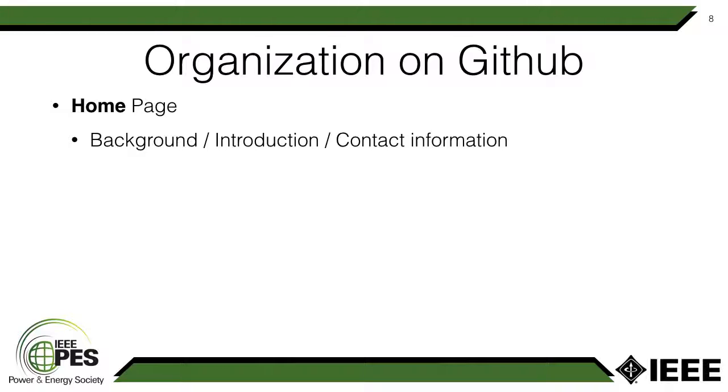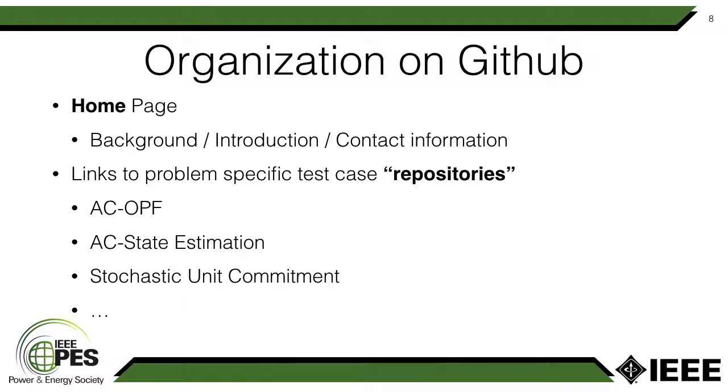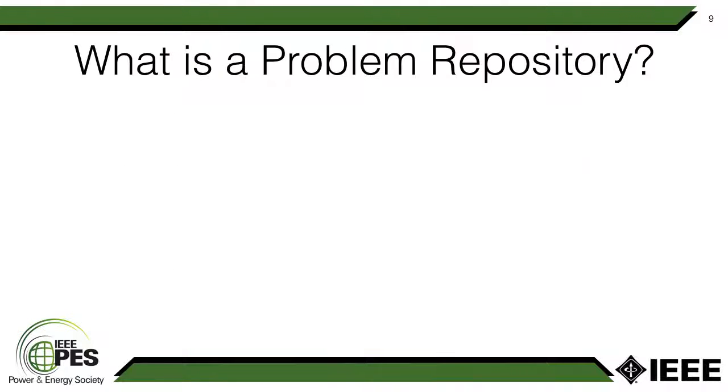We'll start with a homepage, which is very similar to many other homepages that covers the background, the introduction, and the contact information for this particular effort, but quickly the homepage will start linking to problem-specific test case repositories. There might be one repository for AC optimal power flow, another one for AC state estimation, and then one for stochastic unit commitment, and so on. So what did these problem repositories look like?